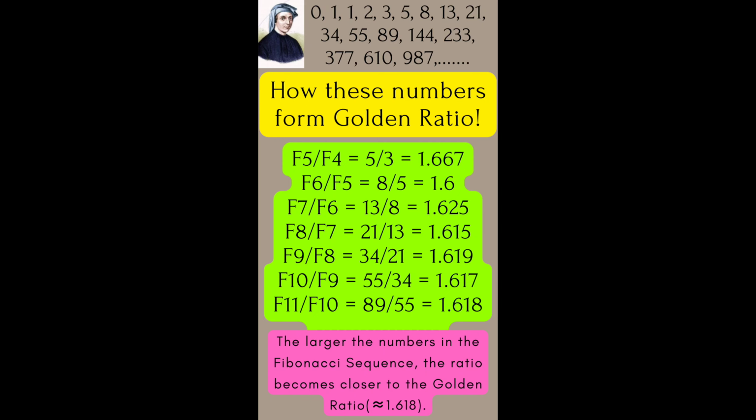In the same way, if we keep on dividing each Fibonacci number by the preceding Fibonacci number, we will get a value which is near 1.618. The larger the number in the Fibonacci sequence, the closer the ratio becomes to the golden ratio.